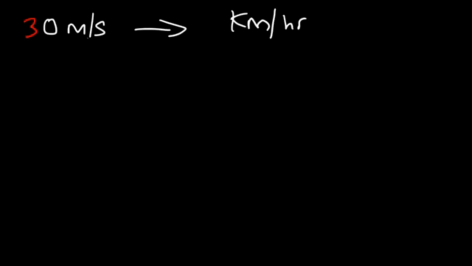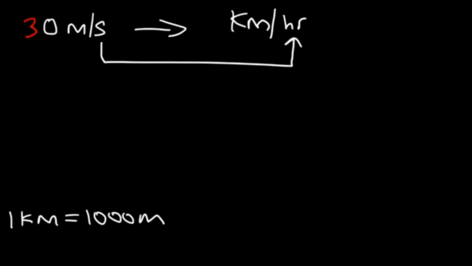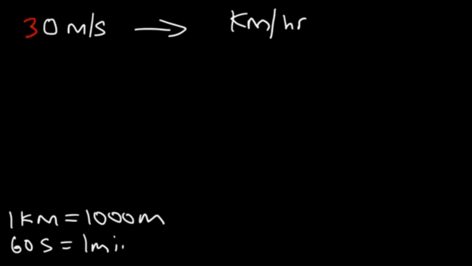Well, we need to convert meters to kilometers. We know that 1 kilometer is equal to 1,000 meters. And then we need to convert seconds into hours. So we know that there's 60 seconds in a minute and 60 minutes in an hour. So this is a 3-step process. It's always helpful to write out the conversion factors that you'll need. And then once you have them, you can just convert from one thing to another.